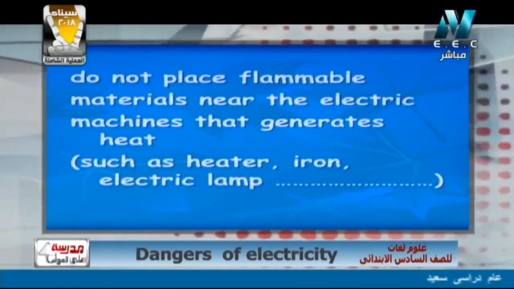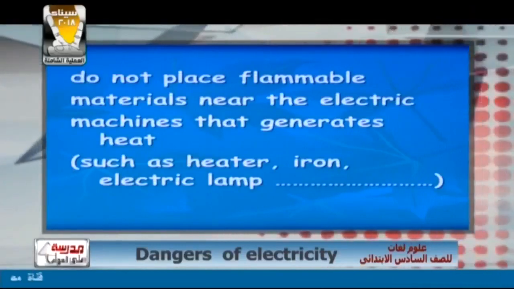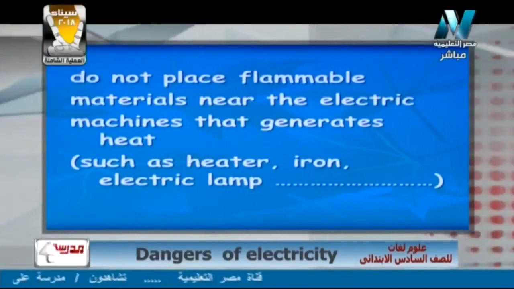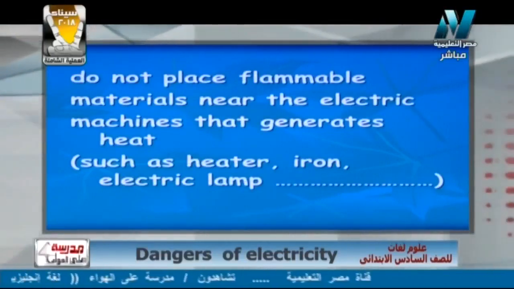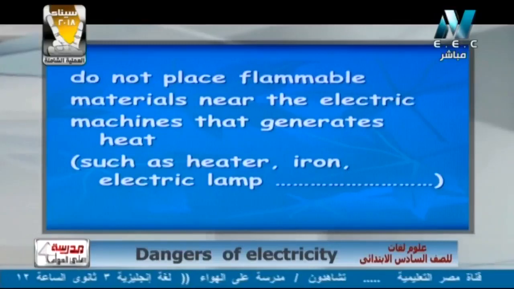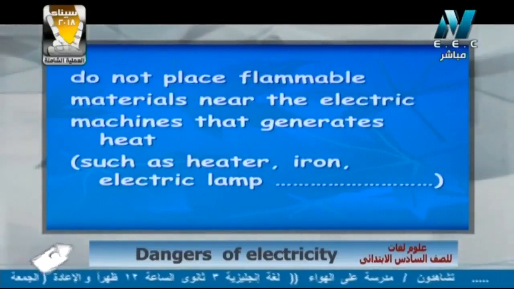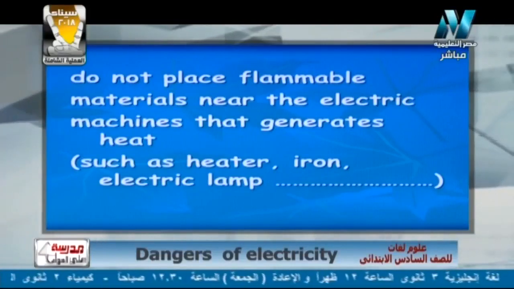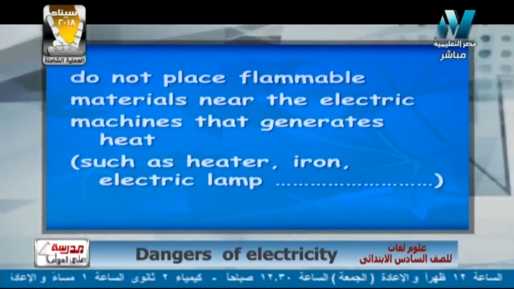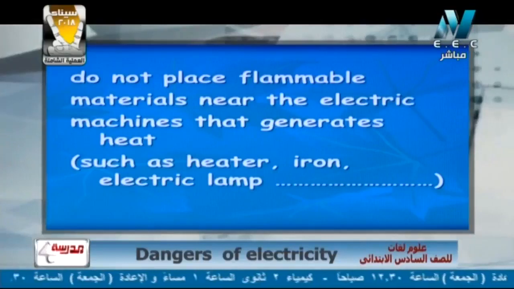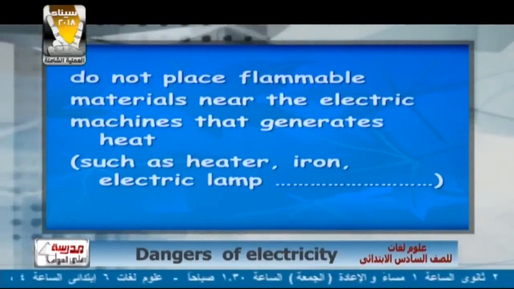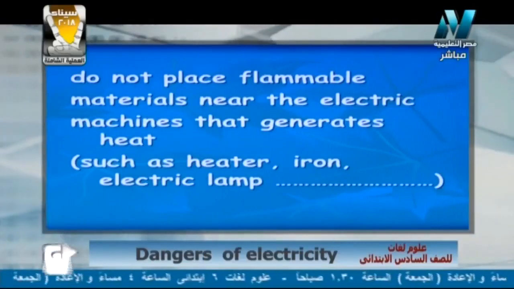Again, another advice, don't place flammable material. ما تحطش أي مواد قابلة للاشتعال near the electric machine that generates heat such as heater, iron and the electric lamp. دفاية، سخان، اللمبة كمان، المصباح الكهربي خصوصا اللايت بلب لأن ده بيولد حرارة عالية جدا. ناخد بالنا كويس قوي إن ما يكونش جنبهم أي حاجة flammable، أي حاجة قابلة للاشتعال such as curtains, such as furniture, such as clothes and so on.